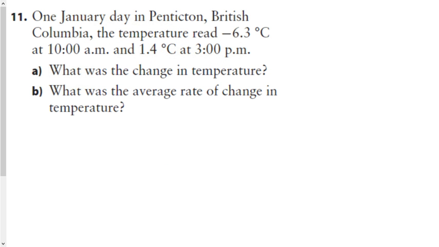Question 11 says, one January day in Penticton, British Columbia, the temperature read negative 6.3 degrees Celsius at 10 o'clock in the morning and 1.4 degrees Celsius at 3 o'clock in the afternoon. What was the change in temperature?